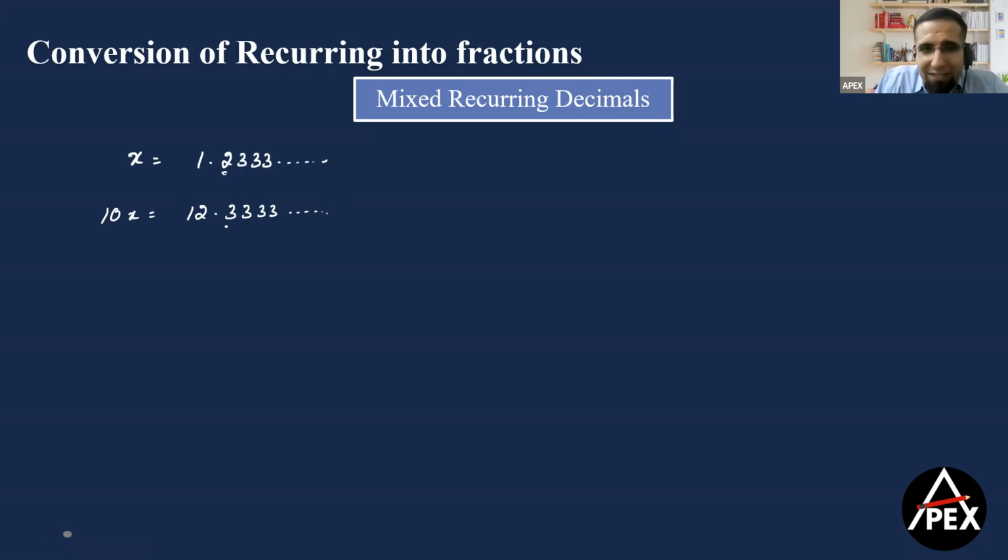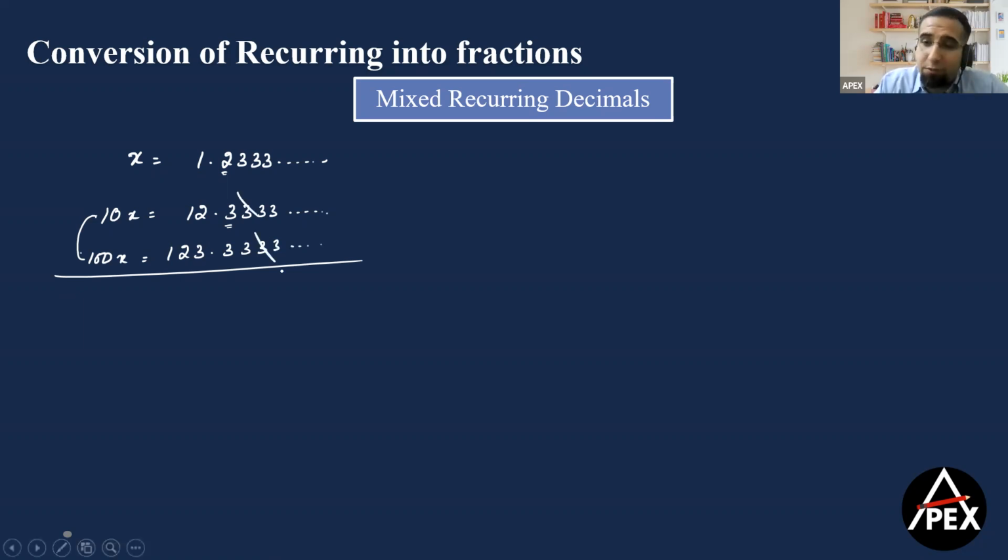Now, since only one digit is repeating after decimal, I again multiply this value by 10. So 10 into 10 becomes how much, guys? 100x. Now 100x will give you 123.33333 and so on. The whole motive is to cancel the portion after decimal. Now, if I subtract these two, I get 100 minus 10, that is 90x is equal to 123 minus 12, or the value of x is equal to 123 minus 12 divided by 90. Clear, guys?